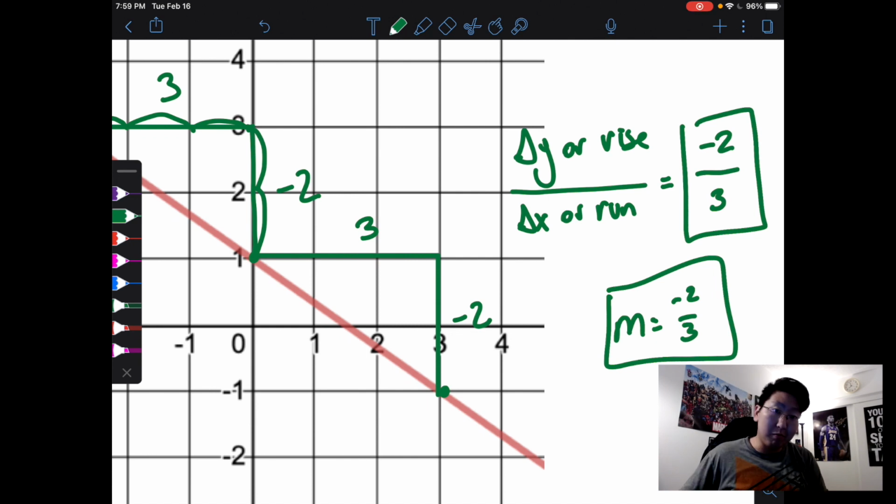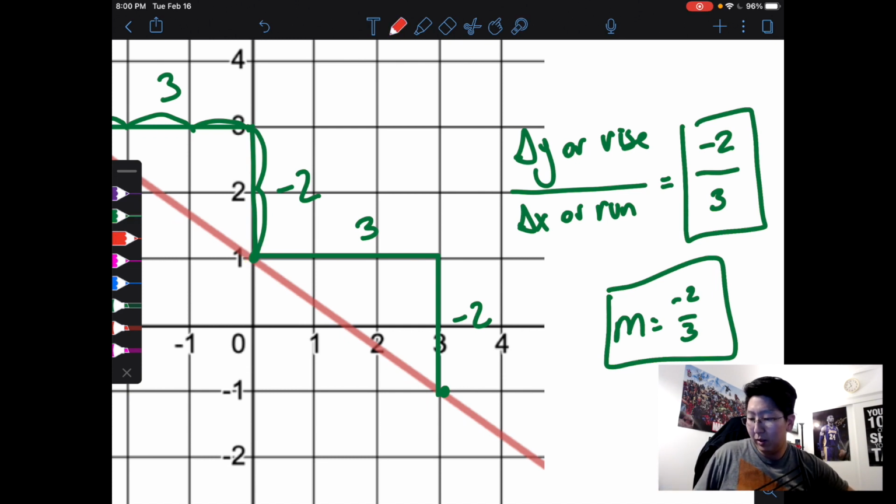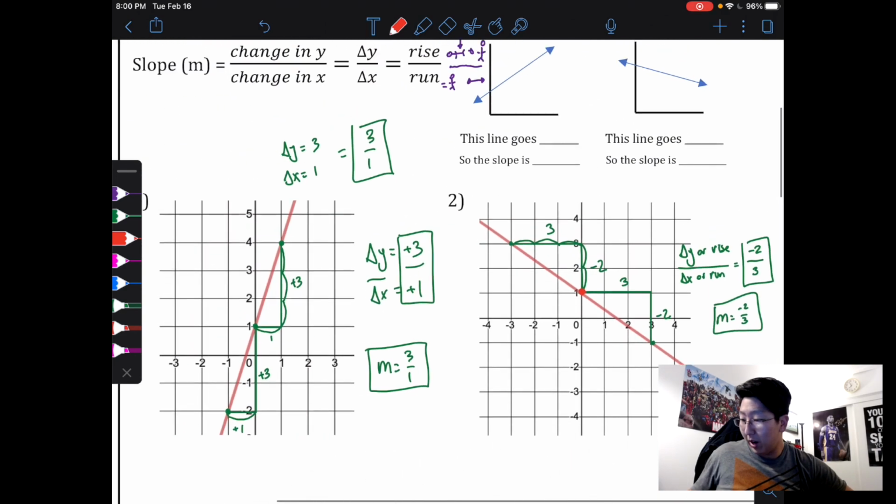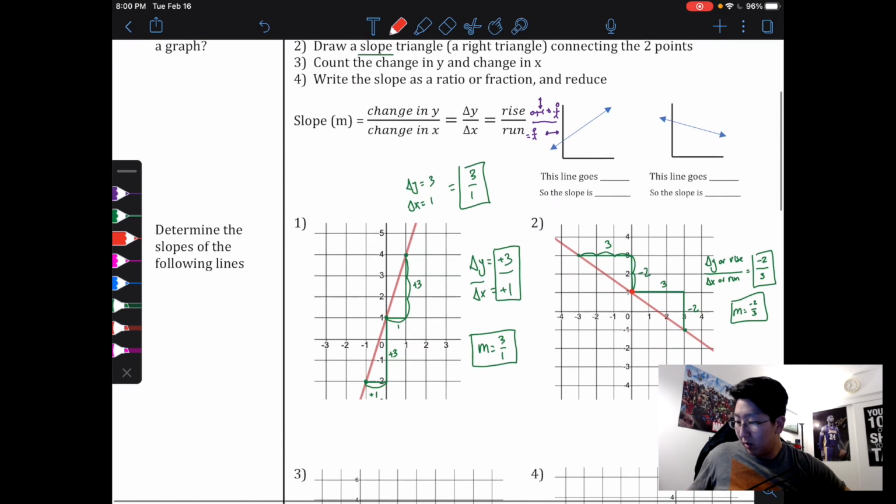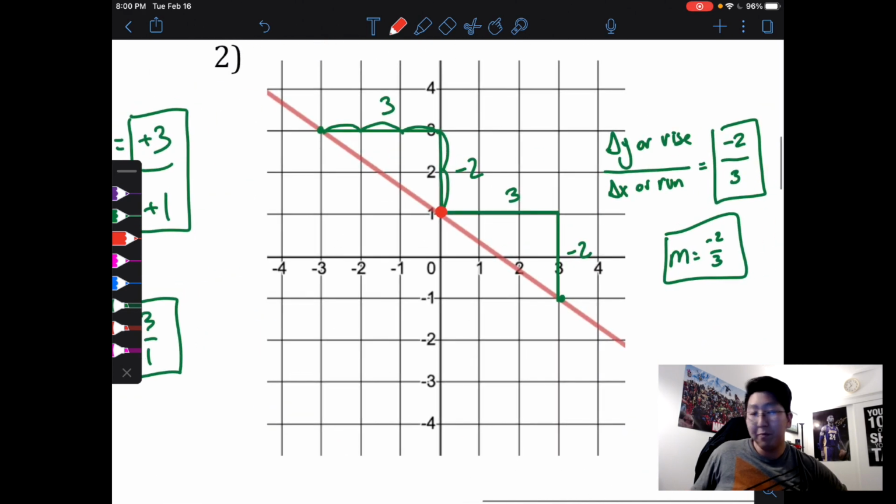And then technically I could also find out what the equation of this line is, right? If I know the m, I also need to know the b, and the b is technically right here. So I could find the equation, but I'm not going to worry about that today. That's just so you know.